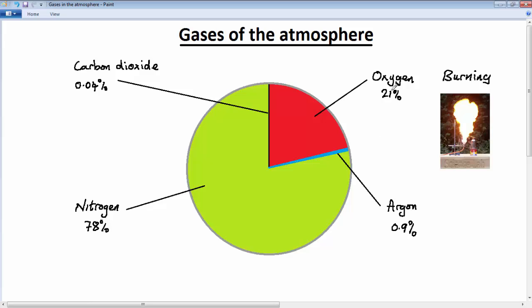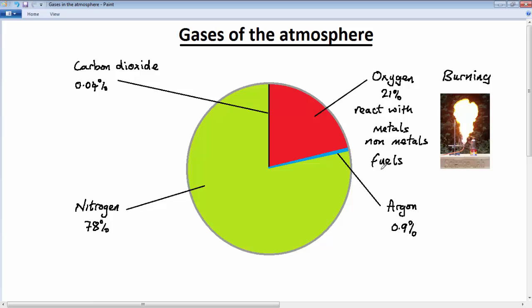So oxygen is quite a reactive gas. It will react with many different substances. It will react with metals to form metal oxides. It will react with non-metals to form non-metal oxides. It will also react with fuels. So commonly when we think about burning, we think about oxygen reacting with fuels to produce energy.